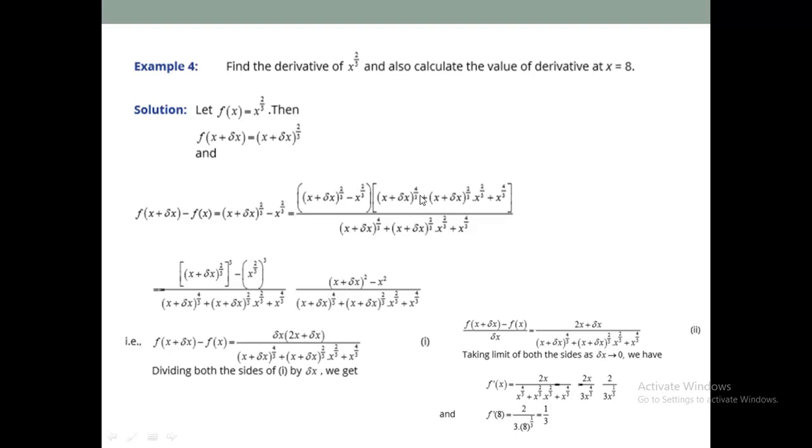So if we continue this, then in the above we complete the formula a cube minus b cube. It is equal to this, then taking the cube on the numerator and simplifying and taking delta x common and dividing by delta x, we got the above delta x, and then taking the limit and simplifying, we get the answer.